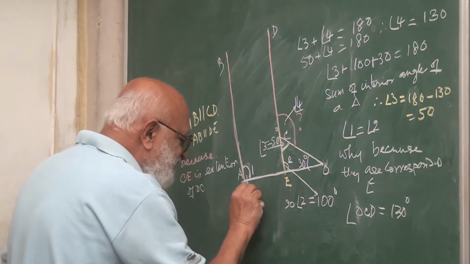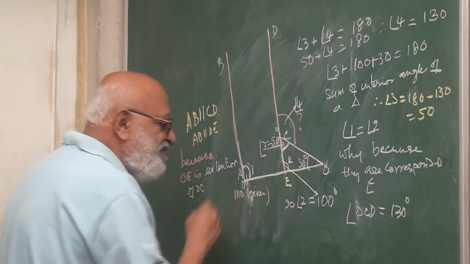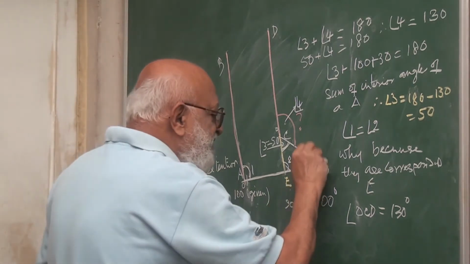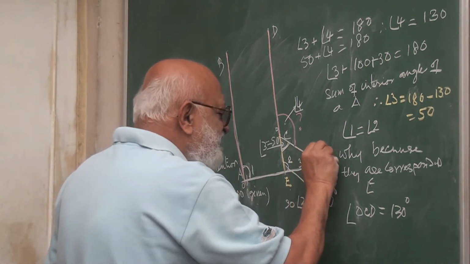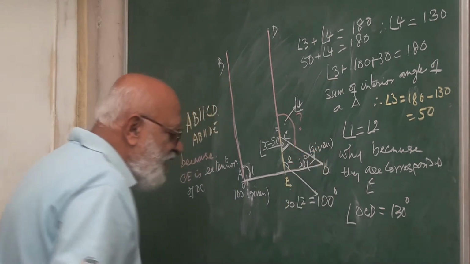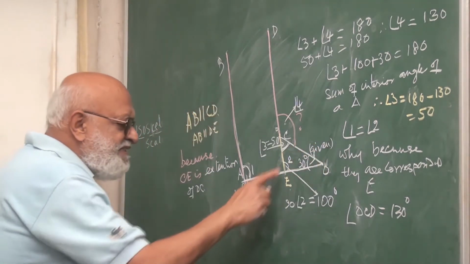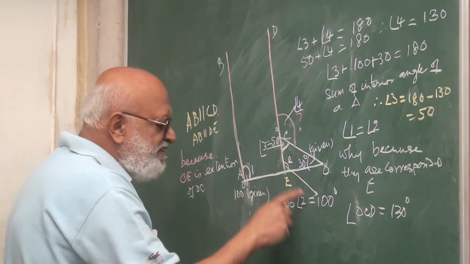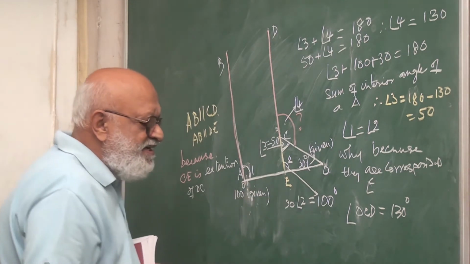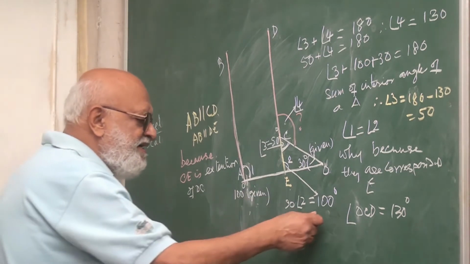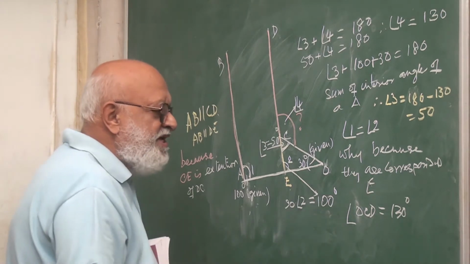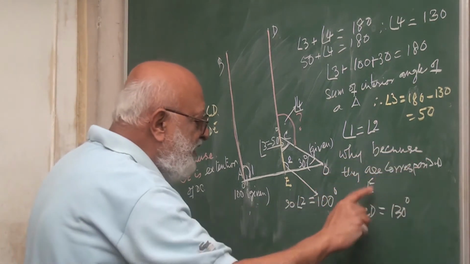This thing is given. This is given. Okay, this 30 degree is given. This is given. Okay. So then I can easily say that this is 100 degree, this is 100 degree of this thing, because they are corresponding angles.